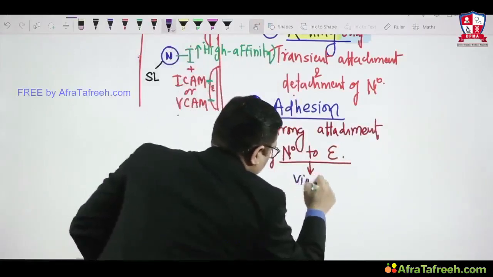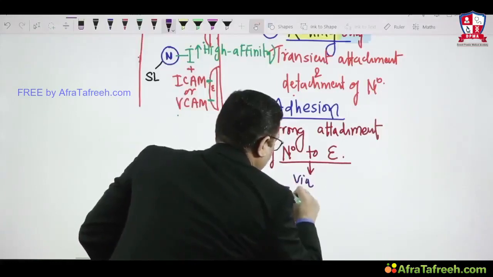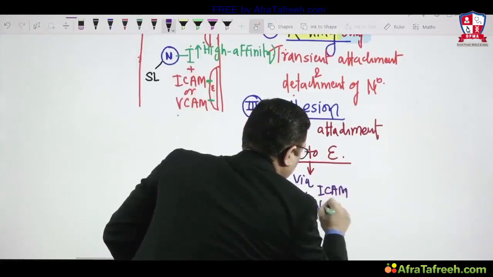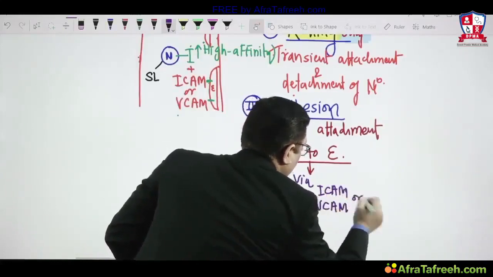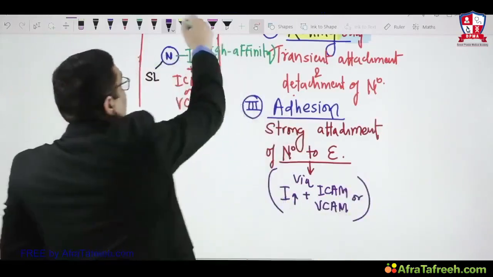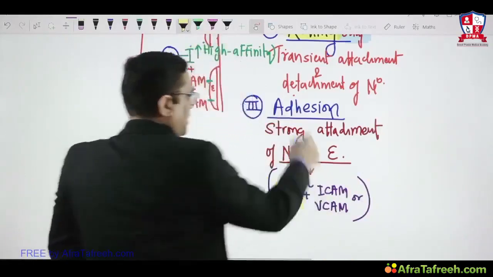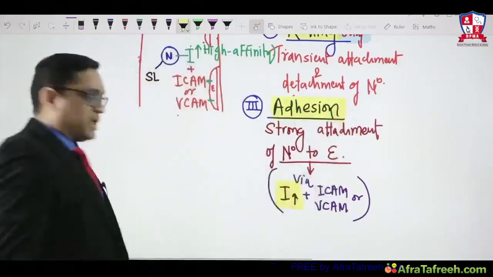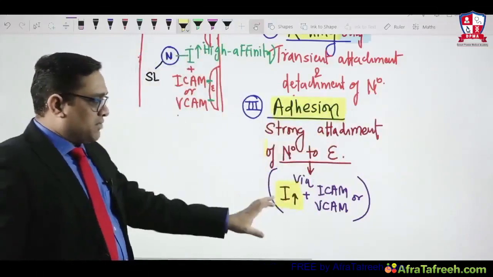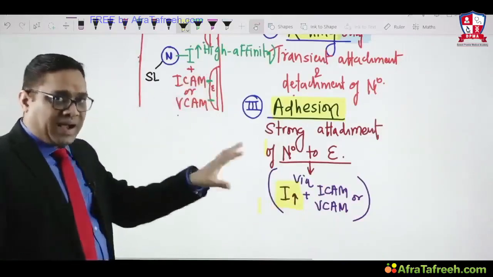So it is via which adhesion molecule? It is via integrin, right? Remember, high affinity integrin is combining with intercellular adhesion molecule or vascular cell adhesion molecule. This is how it will help in a strong adhesion, right? And that was the question in AIIMS exam. What is the function of integrin? Integrin is for adhesion. Neutrophil will be adhered to the endothelium with the help of integrin, which will attach to the ICAM or VCAM expressed on endothelial surface. This is called adhesion, right?